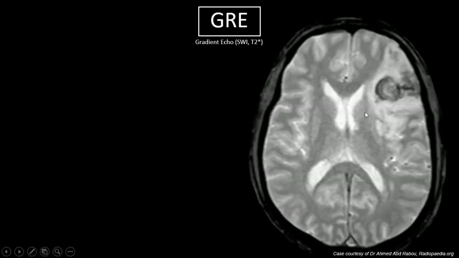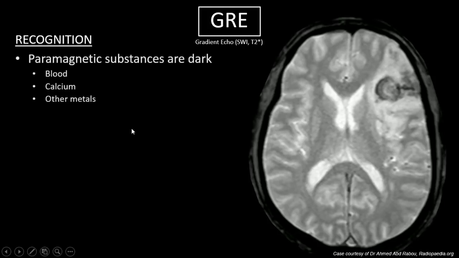Moving on to GRE, or gradient echo, you'll also hear about this referred to as susceptibility weighted imaging, or T2 star. And technically these are different sequences, but for the purposes of our talk, we're just going to consider them all as one. So here's our GRE image, and how do we recognize it? Metals are dark, so things like blood, calcium, other types of metals are going to show up on GRE. And what do I mean by other metals? Well, there have been cases, for example, of Wilson's disease where we actually can pick up on the copper deposition in the brain.